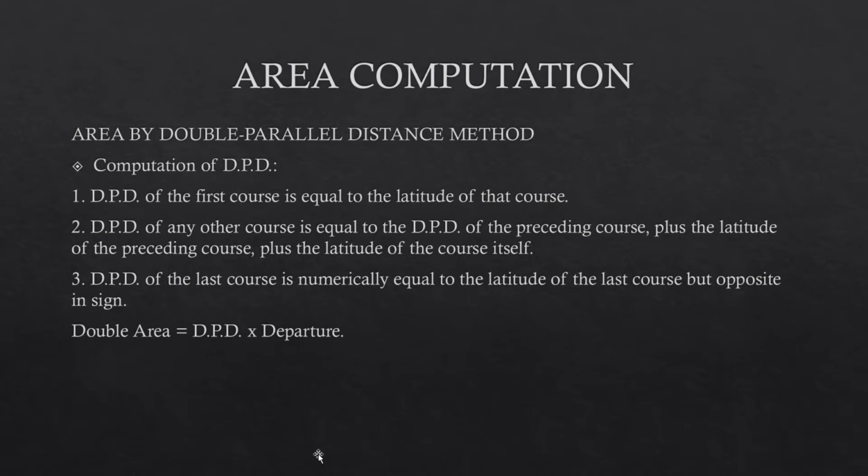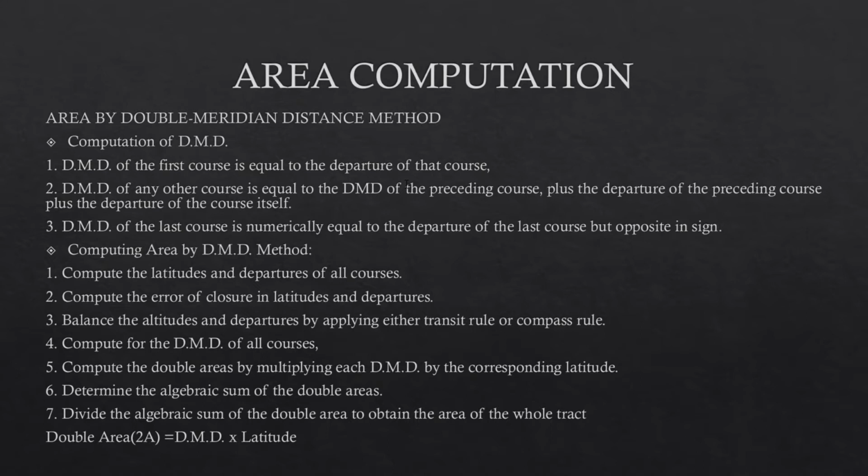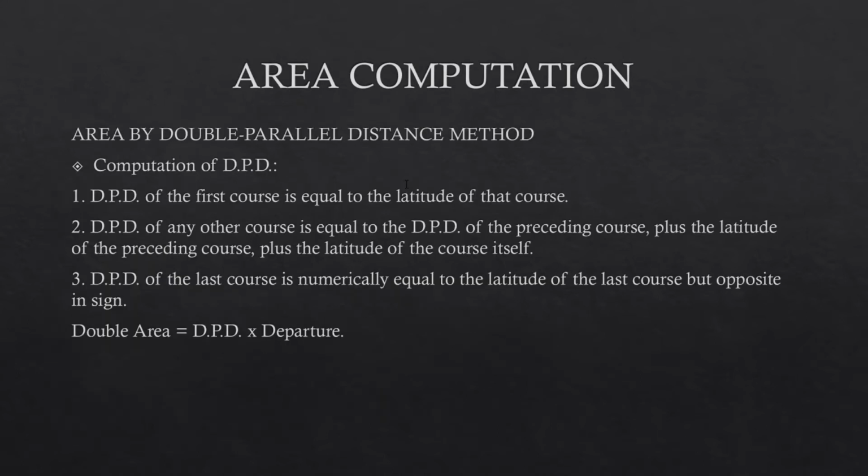Okay, so sa DPD, area by double parallel distance method, meron din tayong tatlong step. Yung first step ng pag-compute ng DPD, DPD of the first course is equal to the latitude of the course. So kung sa DMD, yung una, departure, kung ito namang DPD is latitude. Next, DPD of any other course is equal to the DPD of the preceding course plus the latitude of the preceding course plus the latitude of the course itself.